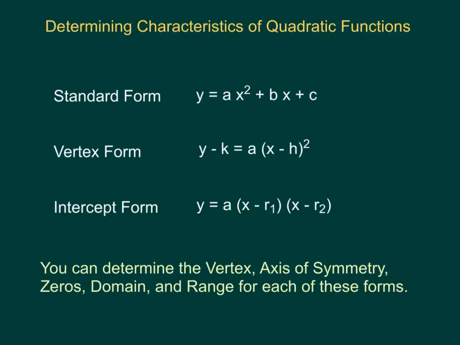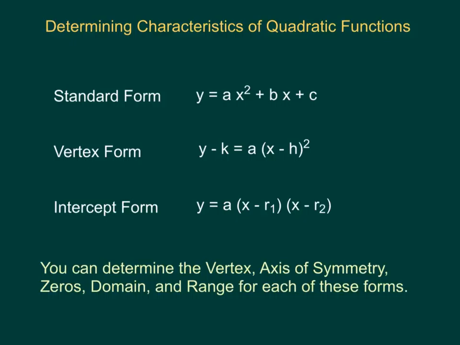The other way is vertex form, which is y minus k equals a times x minus h squared. And finally we have intercept form, which we haven't really named, but y equals a times x minus r1 times x minus r2. In each of these, the graph is a parabola, assuming that a does not equal 0. b or c could be 0, but if a is 0, then we wouldn't have anything squared, and so we wouldn't have a parabola.